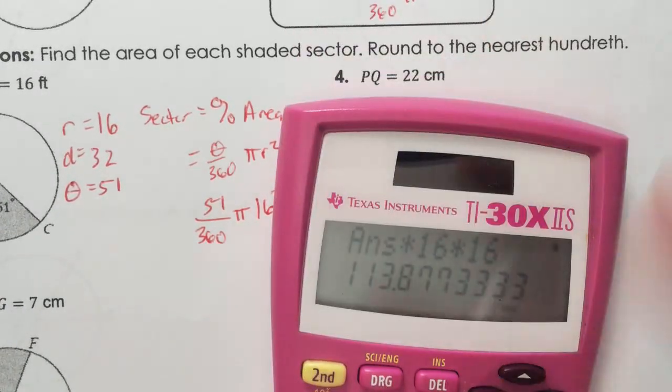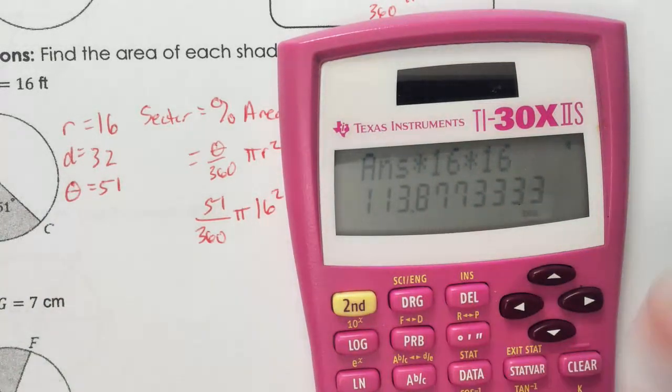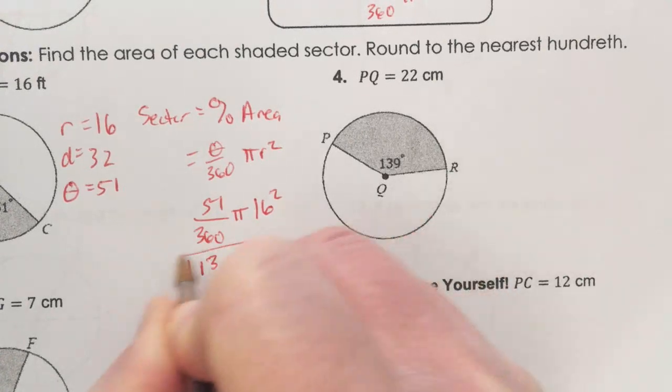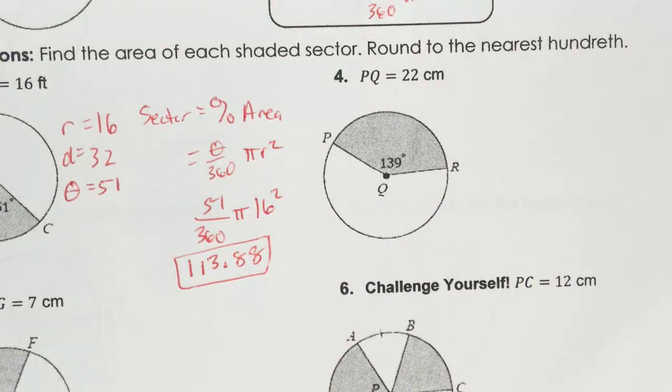Okay, so they said to round to the nearest hundredth, so that'd be 0.88. So 113.88. Sweet.